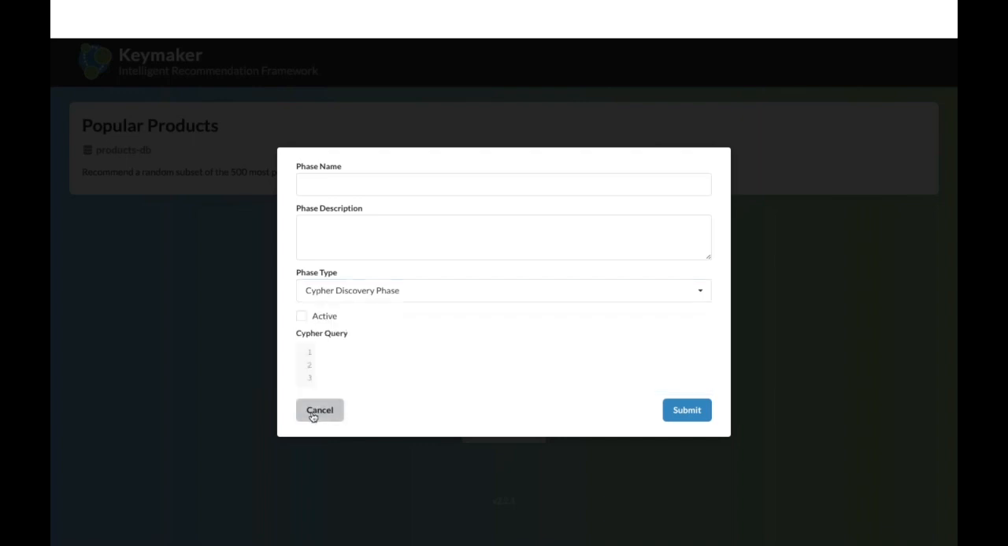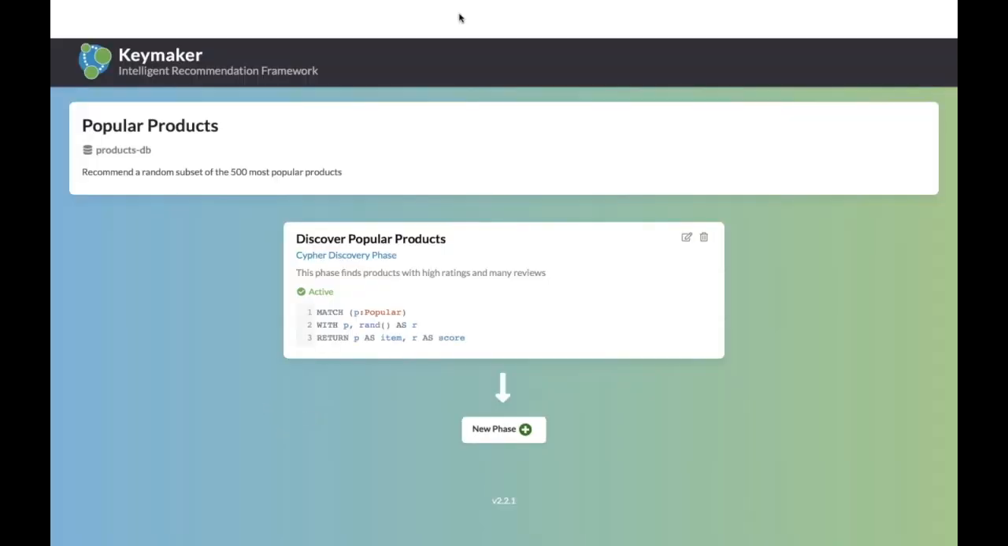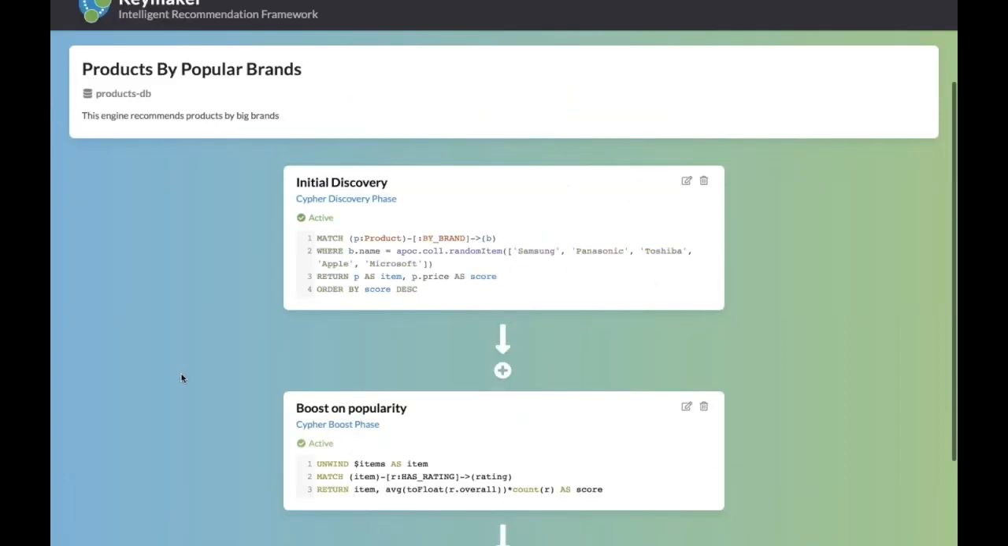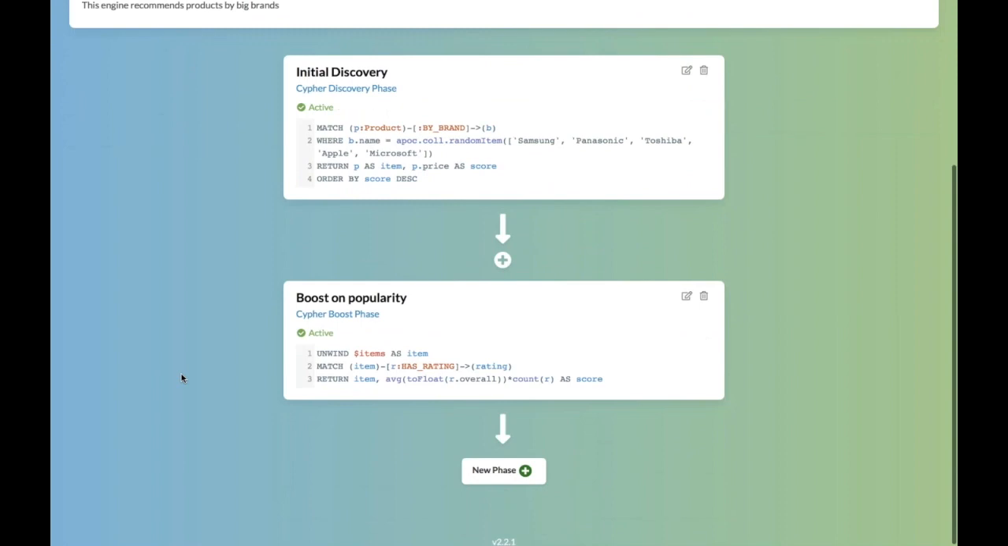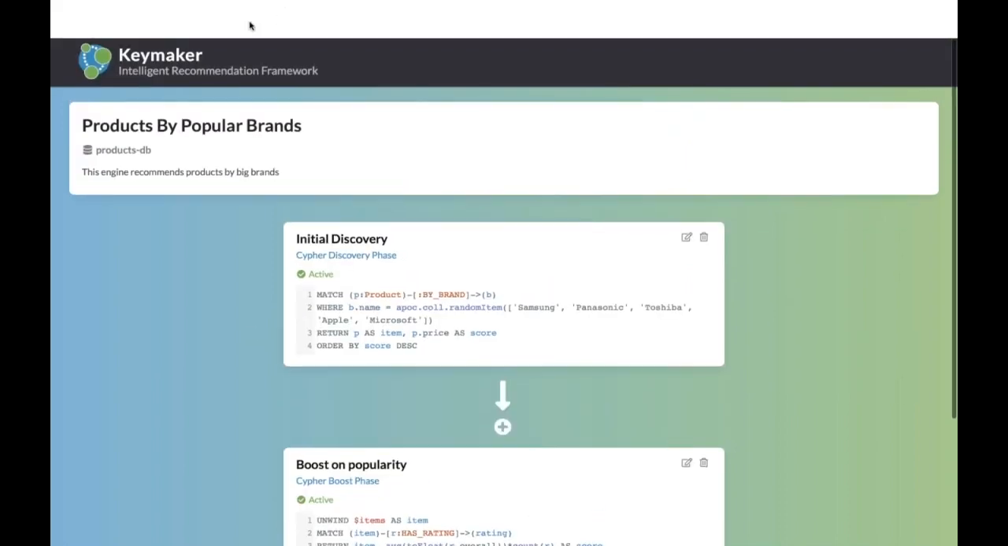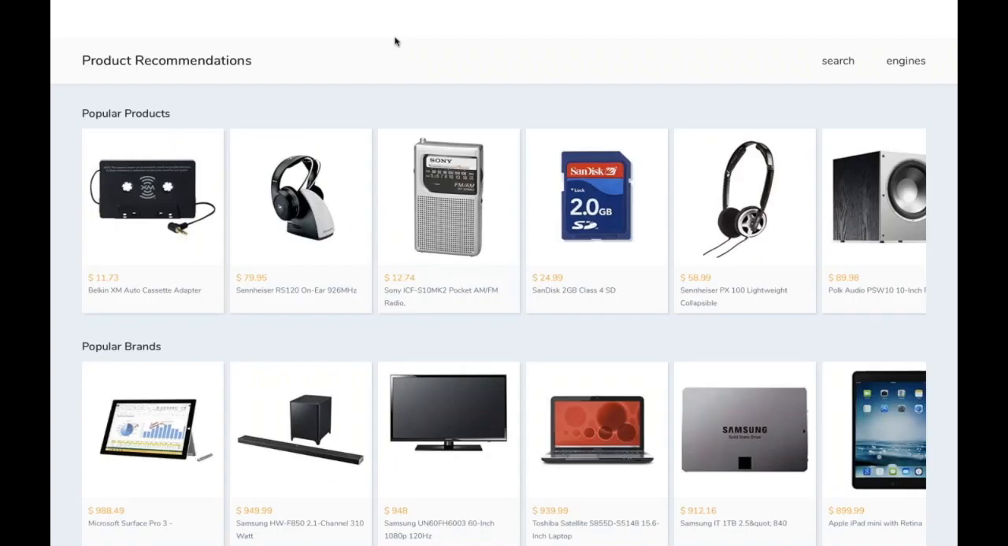So those are the 4 phases. Here we only have the discover phase for popular products and popular brands. What we do is our initial discovery, and then we boost based on popularity. So that's how we order the popular brands here.